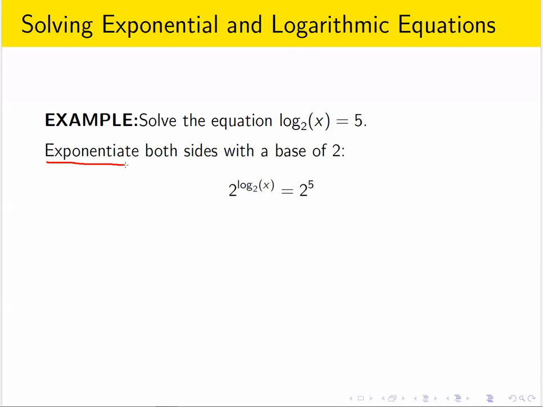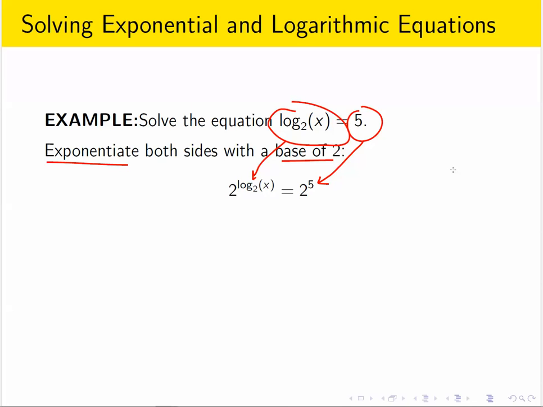This word exponentiate means you make it a power of something. So we're going to make both sides powers of 2. So this became the power of 2 on the left side of the equation. This 5 became the power of 2 on the right side of the equation.